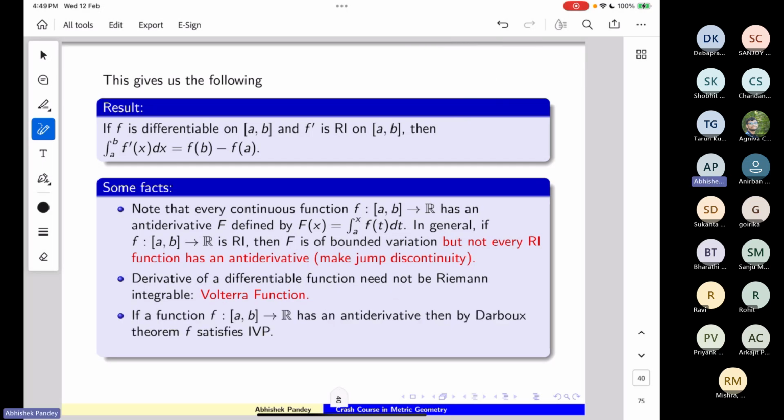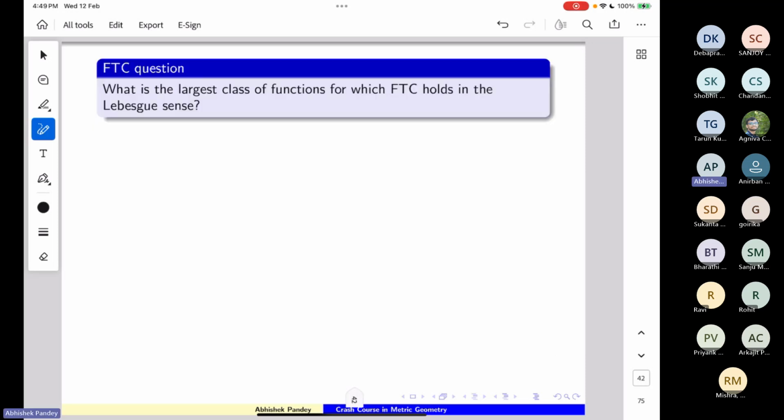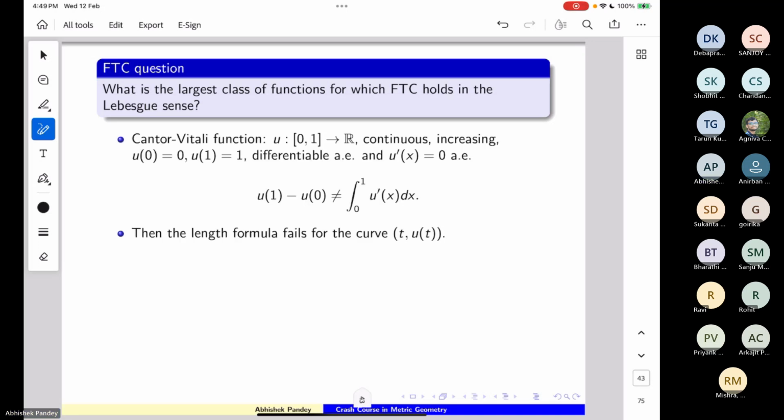So this I wanted to mention. This is a good question to think of: does every function which satisfies the intermediate value property have an antiderivative? Fine. So this is the FTC question. What is the largest class of functions for which FTC holds in the Lebesgue sense?